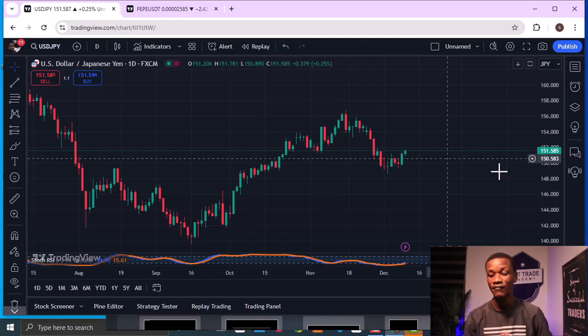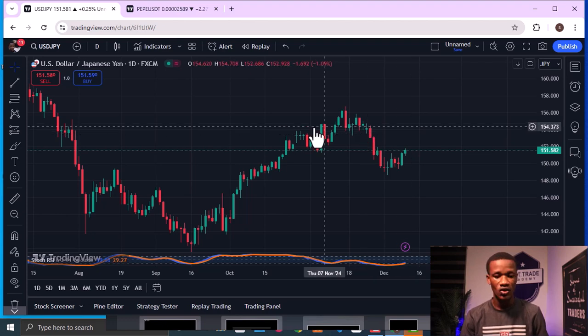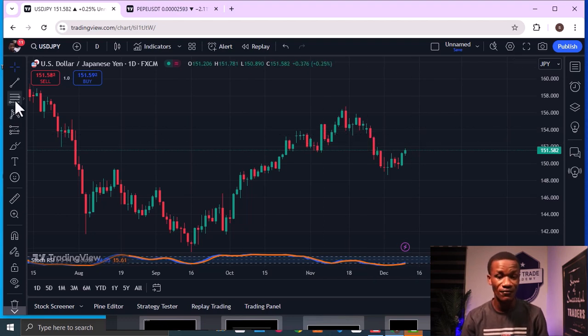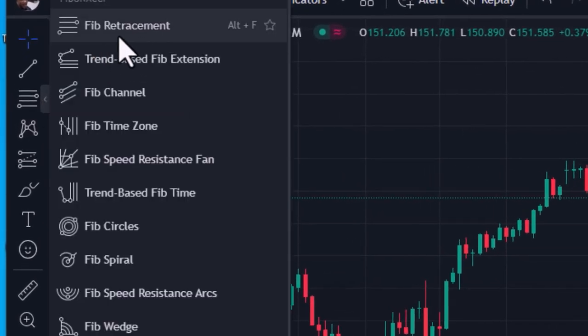If you look at the Fib retracement tool, you discover that they are of two types. Okay, so I'm talking about the two types. If you come right here to TradingView, you discover that if you click on this, you are going to see the Fib retracement and the trend-based Fib extension.